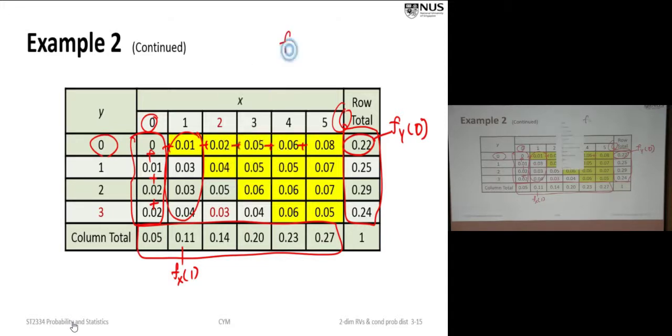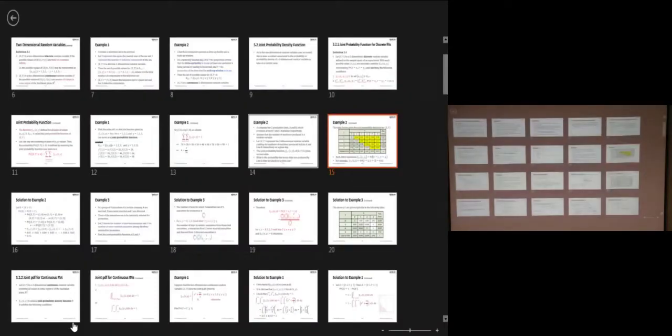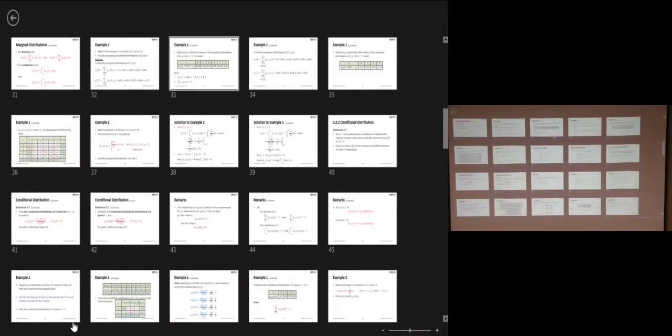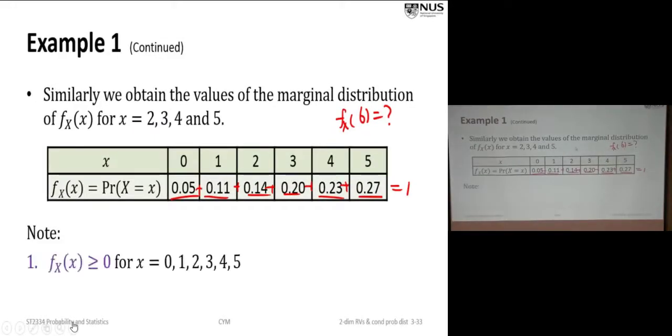Which means that the joint probability of 6 and y is equal to 0. It doesn't matter what your y is. So long as it's outside this range, 0, 1, 2, 3, 4, 5, the joint probability is 0. Hence, when you sum over all the possible y, you basically sum over a bunch of 0s. So this must be equal to 0. That's why f of x at 6 equals 0. This is the result that you have to understand.